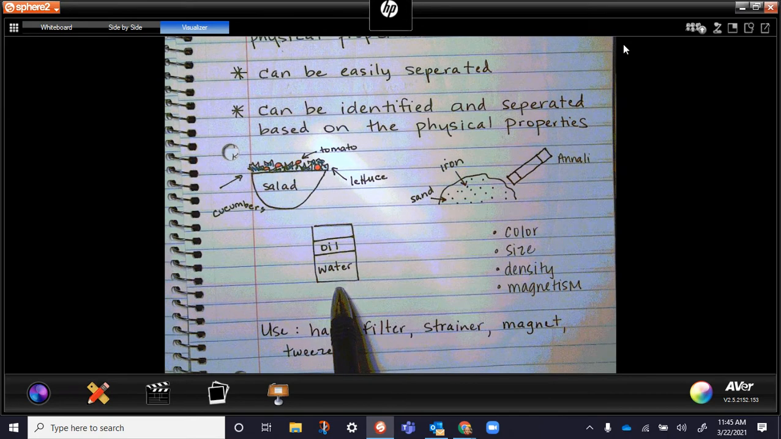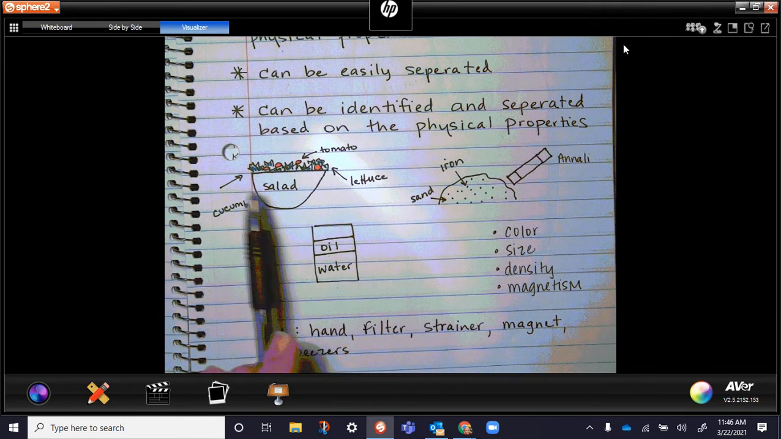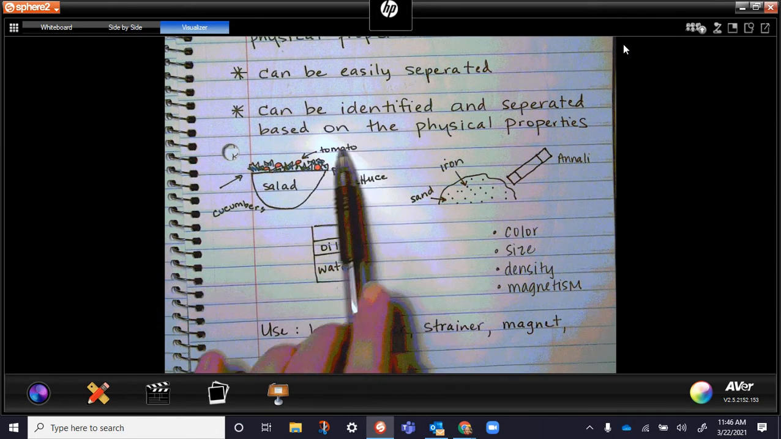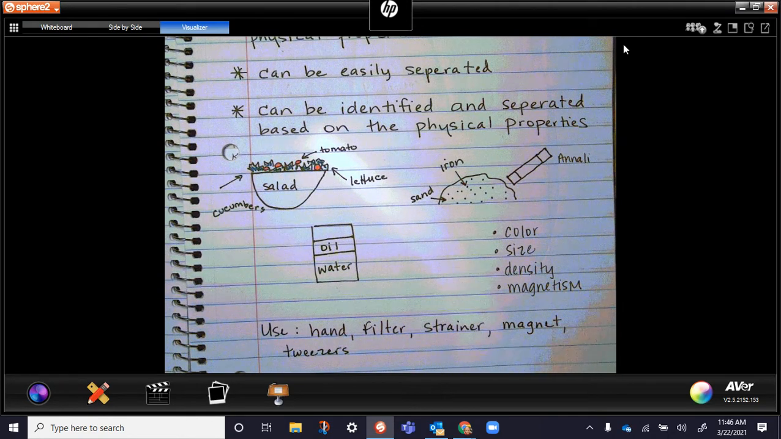So here are some examples. Oil and water, okay? When we put those together, it's still oil, it's still water. They don't combine and create some kind of new substance. Salad: you've got your lettuce, your tomatoes, your cucumbers, all of these things, they come together, but they can easily be separated.